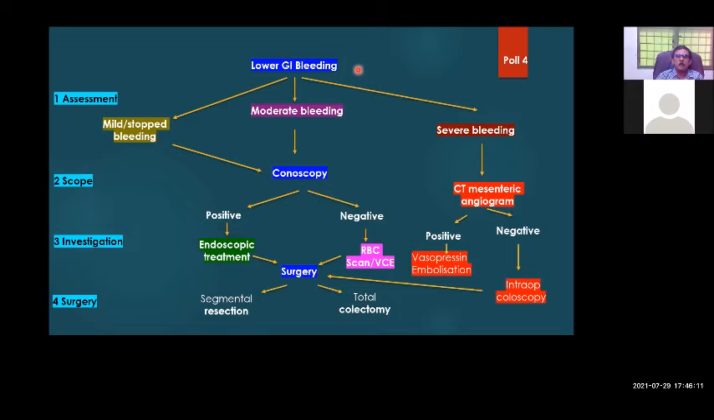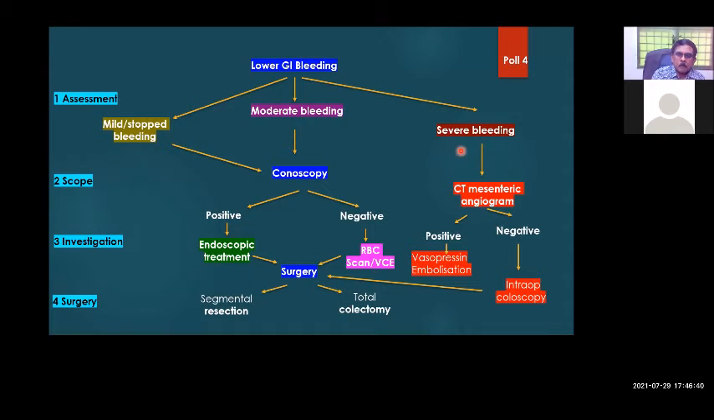Okay, this is a summarized flowchart of lower gastrointestinal bleeding. It is divided into 4 stages. First stage is assessment, second stage is endoscopy, third stage is the other investigations, and the fourth stage is surgery or interventional treatment.